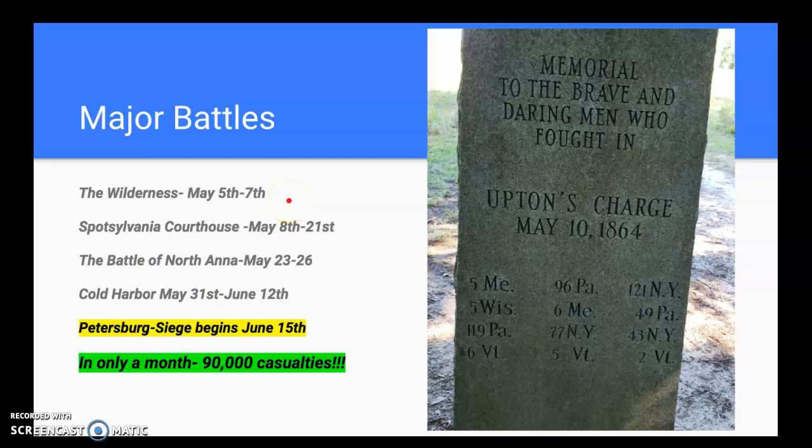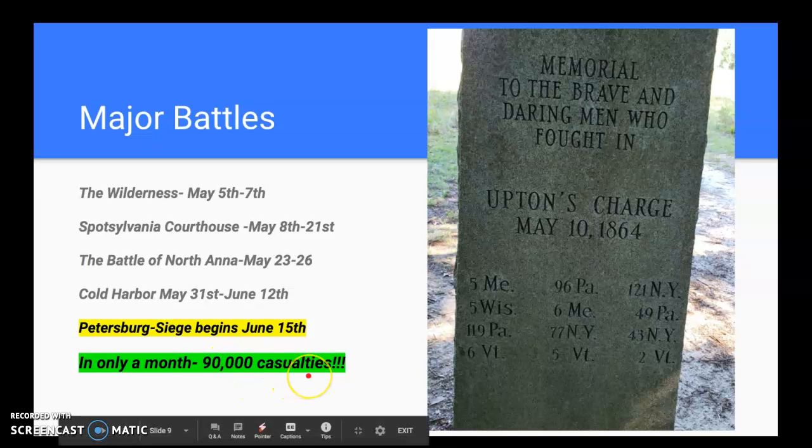And just to give you an idea of how deadly this was in such a short amount of time, look at the dates on here. So we have the Wilderness, May 5th to May 7th. We have Spotsylvania Courthouse, the 8th to the 21st. We have North Anna, the 23rd to the 26th. We have Cold Harbor, May 31st to June 12th. And then the Petersburg siege begins on June 15th. So from May 5th to June 15th, that's just a little over a month. That's not even 6 weeks. 90,000 casualties in just 6 weeks. It is a bloodbath in Virginia.